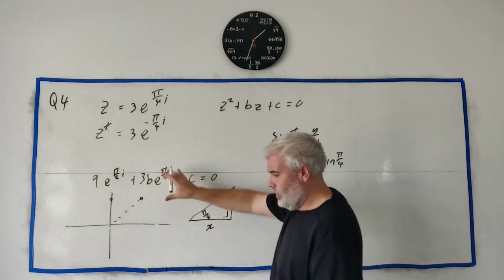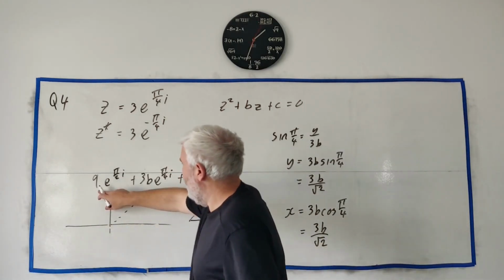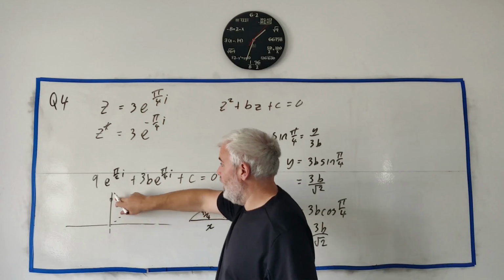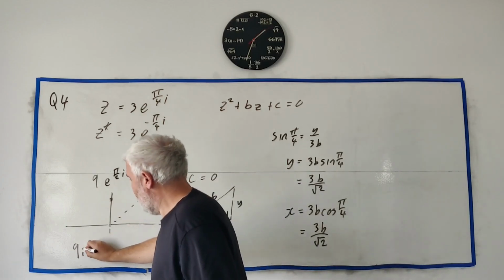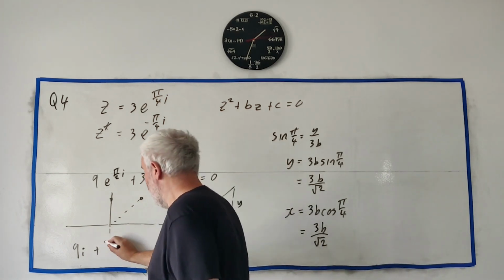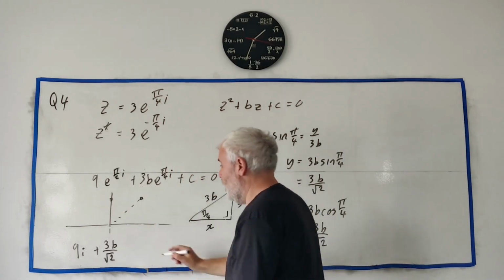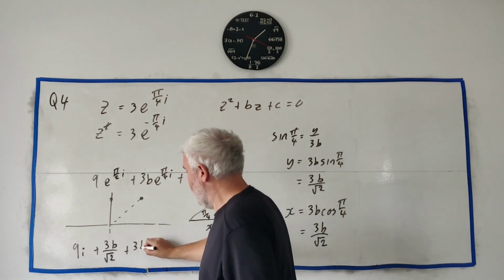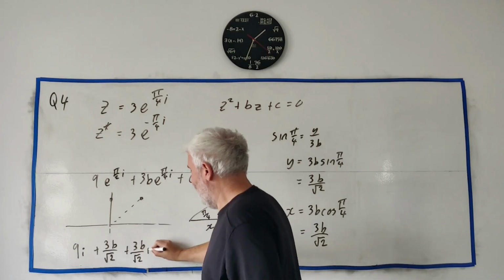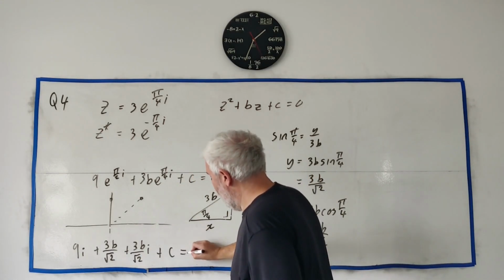So let's write this equation again. Let's just put a bit of space down here to fit it in. This became 9i. That was quite easy. That's 9i. The real part of this was 3b over square root of 2. The imaginary part of it was actually the same, 3b over square root of 2, but it has an i in it. And we have plus c equals 0.